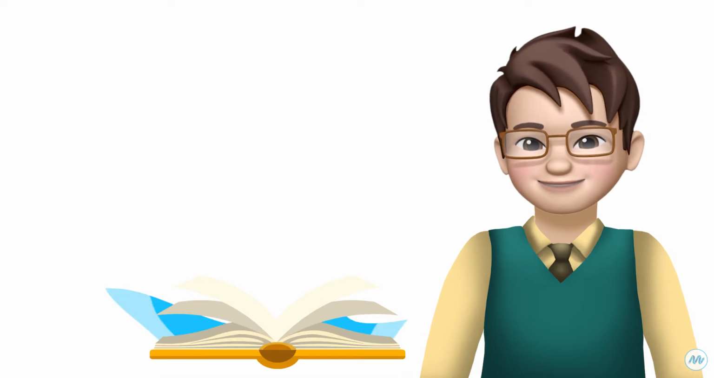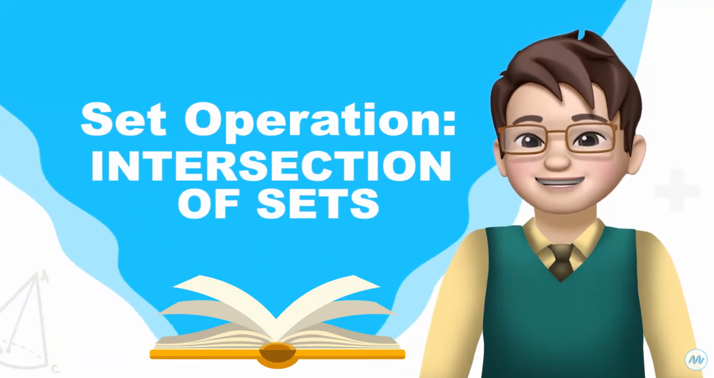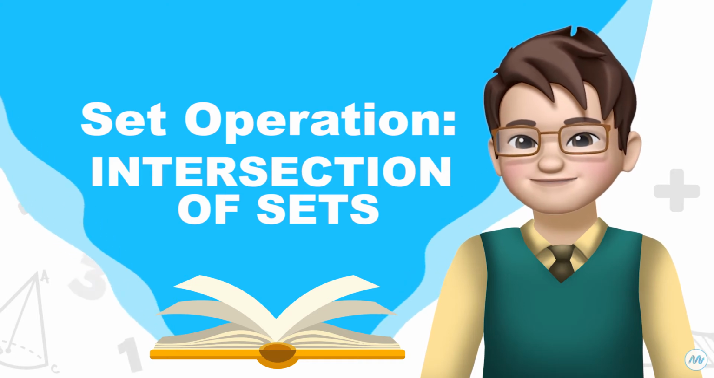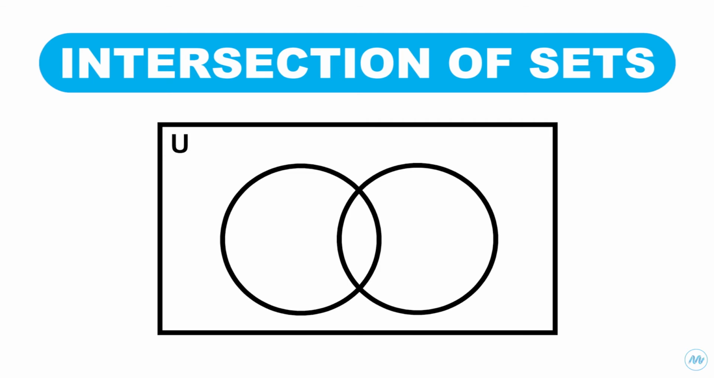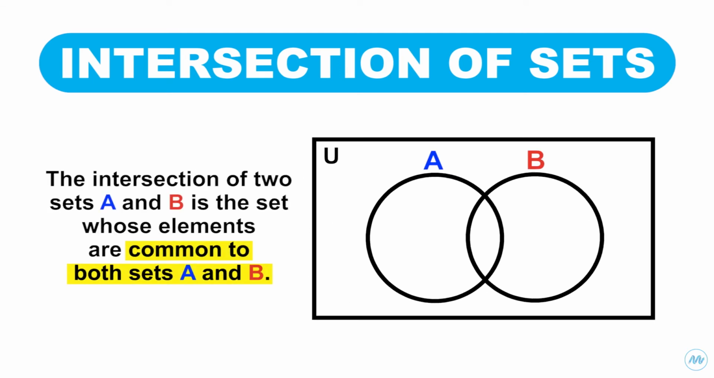This lesson is about the set operation intersection of sets. If we want to know the elements common to two sets, we take their intersection. The intersection of two sets A and B is the set whose elements are only those which belong to set A and at the same time belong to set B. The intersection of these sets is represented by the shaded parts in the Venn diagram.